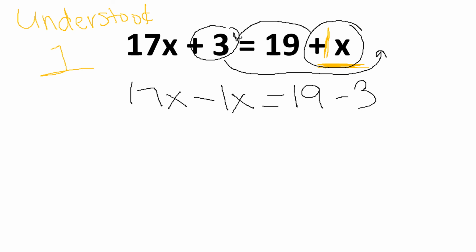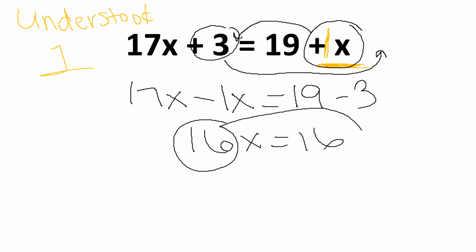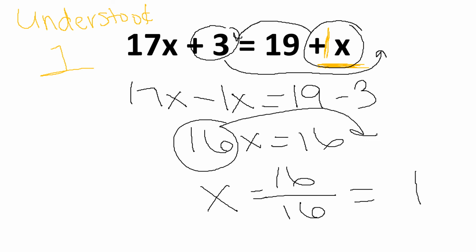Now I'm going to simplify. 17x minus 1x is 16x. 19 minus 3 is 16. I'm going to move my 16 over. When I move it over, it becomes division because two things side by side means multiply. 16, I'm going to just write it as a fraction instead of writing it with a division sign. And what is anything over itself? 1.